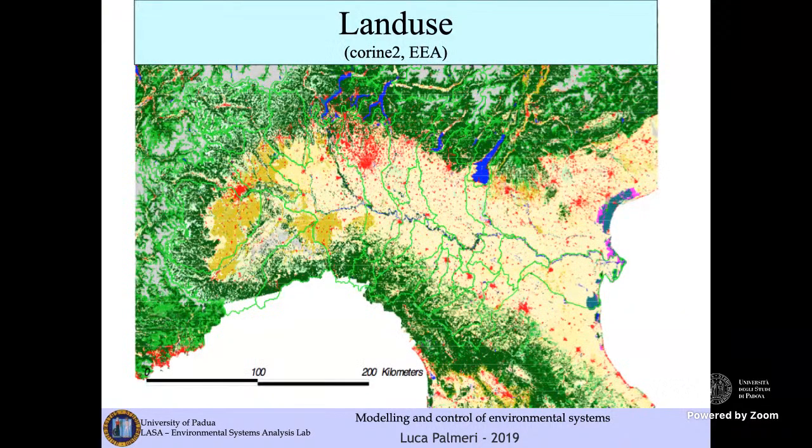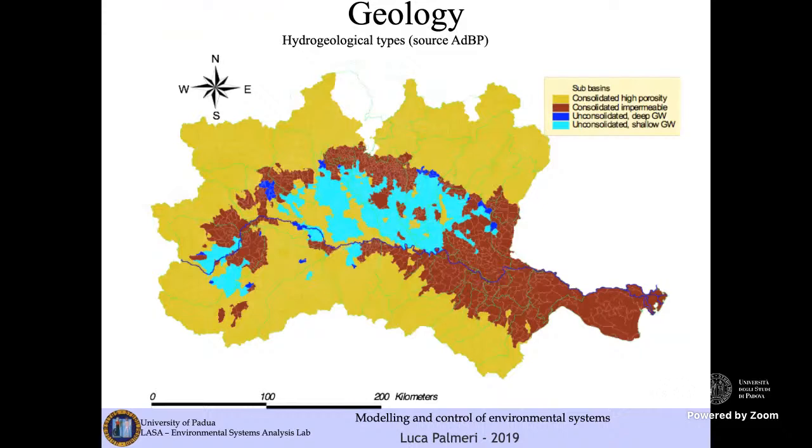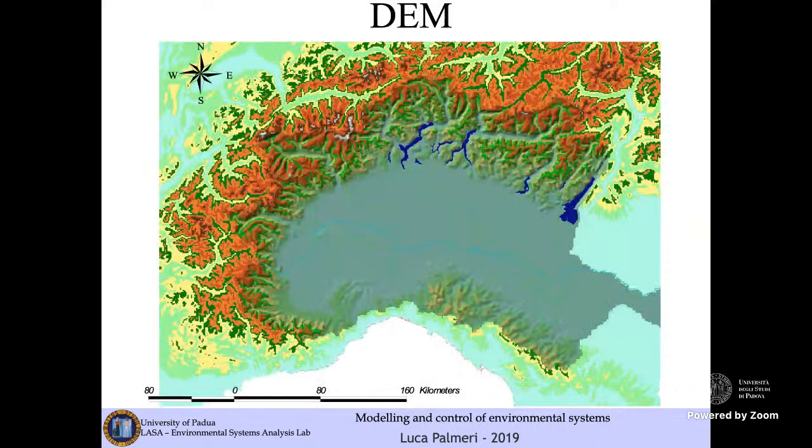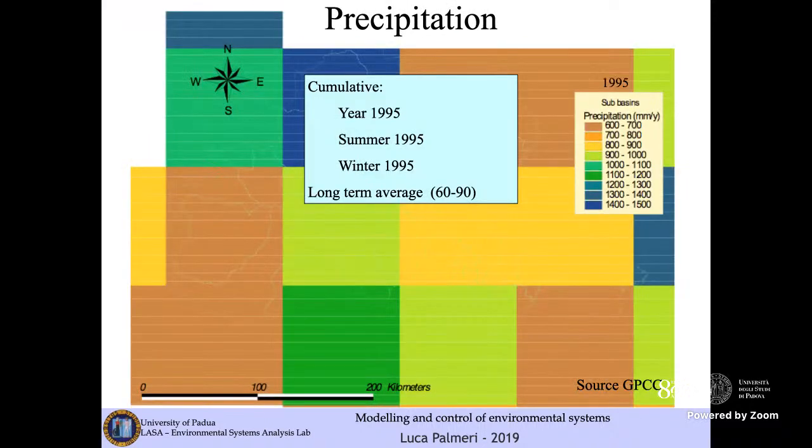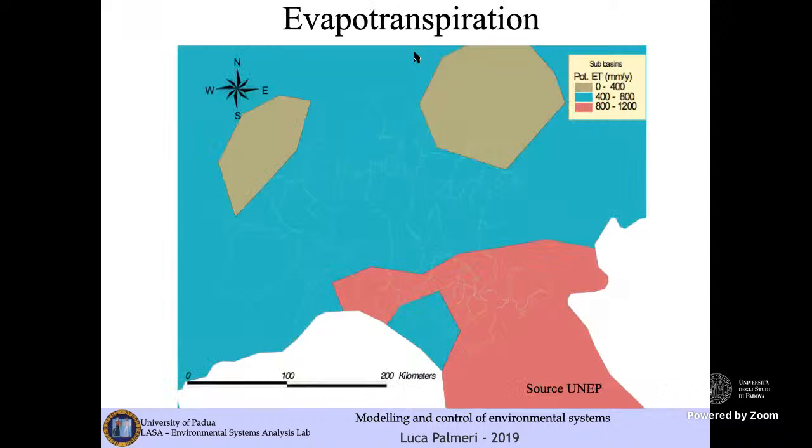We include information concerning land use, which is geographical information collected from satellite imageries. We include information on the geology, what we are expecting to find of subsoil, information of the digital elevation model, that means slopes, essentially, and elevations, and then information concerning meteorology, for example, precipitation and evapotranspiration. You see that the data that we are collecting are of very different sources and very different scales.